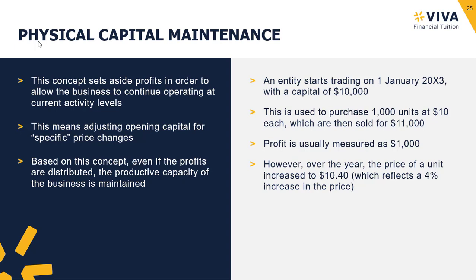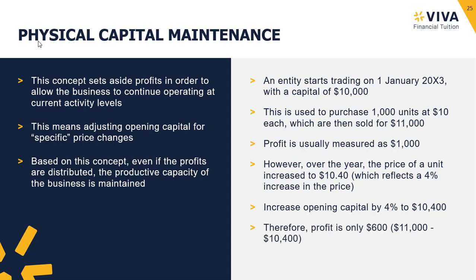However, over the year, the price of a unit increases to $10.40, which reflects a 4% increase in the price. This is not adjusting for inflation as such. It's adjusting for the fact that the original capital is now actually worth more. So the opening capital will be increased by 4% to 10,400, which means the profit is only 600 as opposed to the 1,000 that would have been dealt with originally.